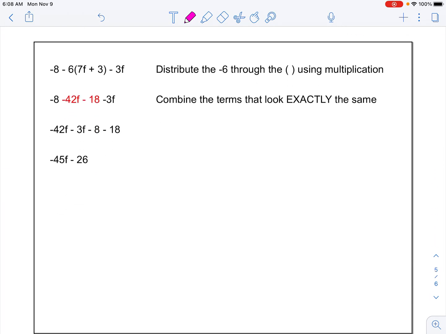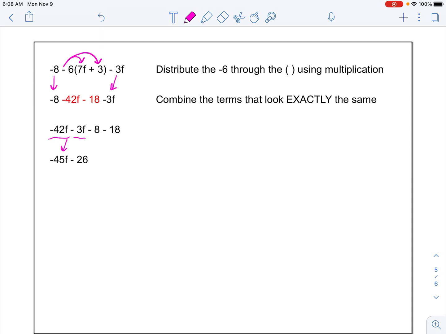Remember, the distributive property is multiplication, so I can't put this together until I multiply that negative 6 through the parentheses. So negative 6 times 7f, negative 6 times plus 3. So that leaves me with, I'm just going to bring down that minus 8. That leaves me with negative 42f minus 18, and then I just bring this down. So now I can put all my f's together. So I have negative 42f, I have negative 3f. That gives me negative 45f.